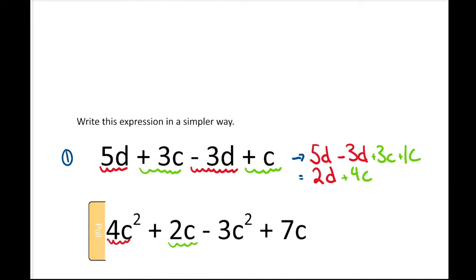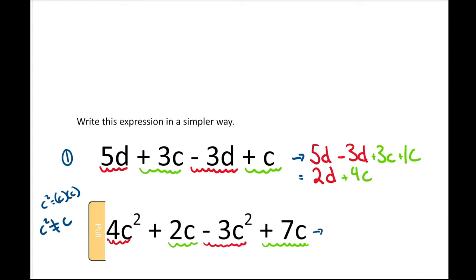C squared is different from C. C squared means C times C. Right? If you have to write that down to remember, C squared equals C times C. Well, there's two of them, which is different from 2 times C, or C itself. So C squared does not equal C. So these are separate terms. So we want to be careful of that. We want to make sure that the exponent is the same as well when we're looking for parts that are identical.